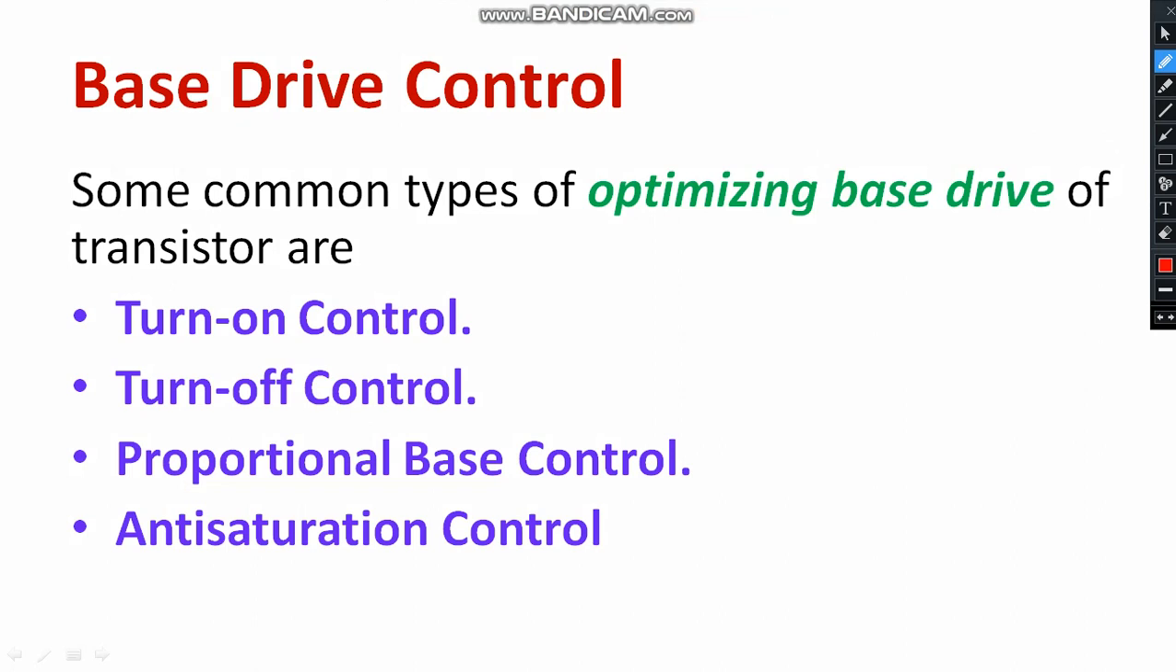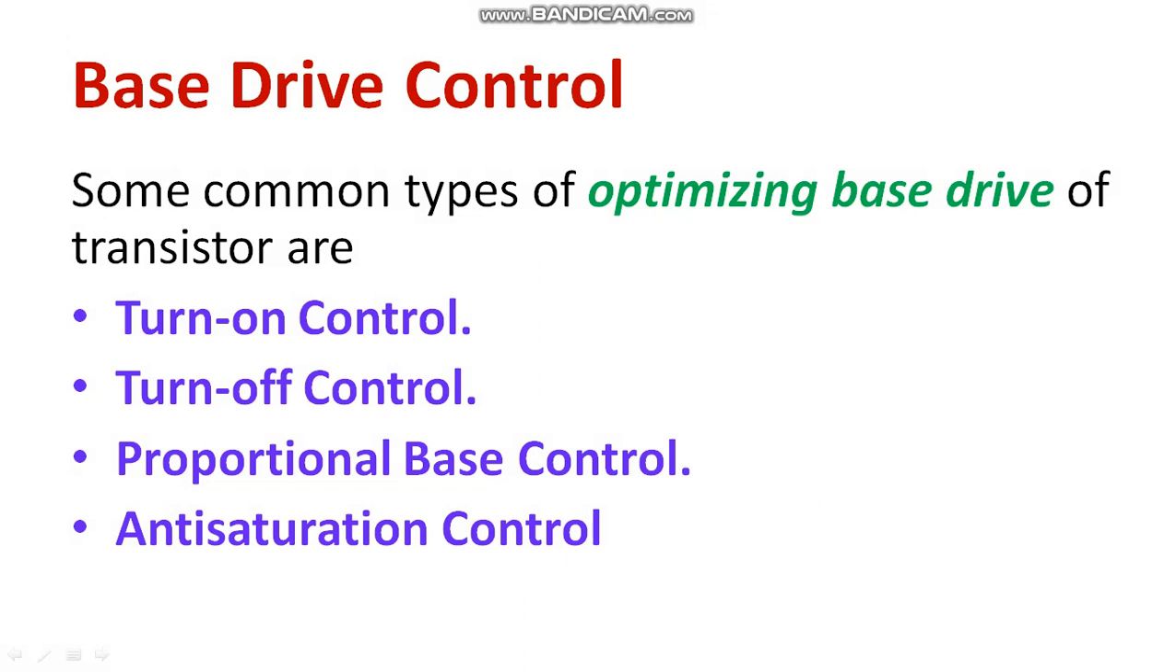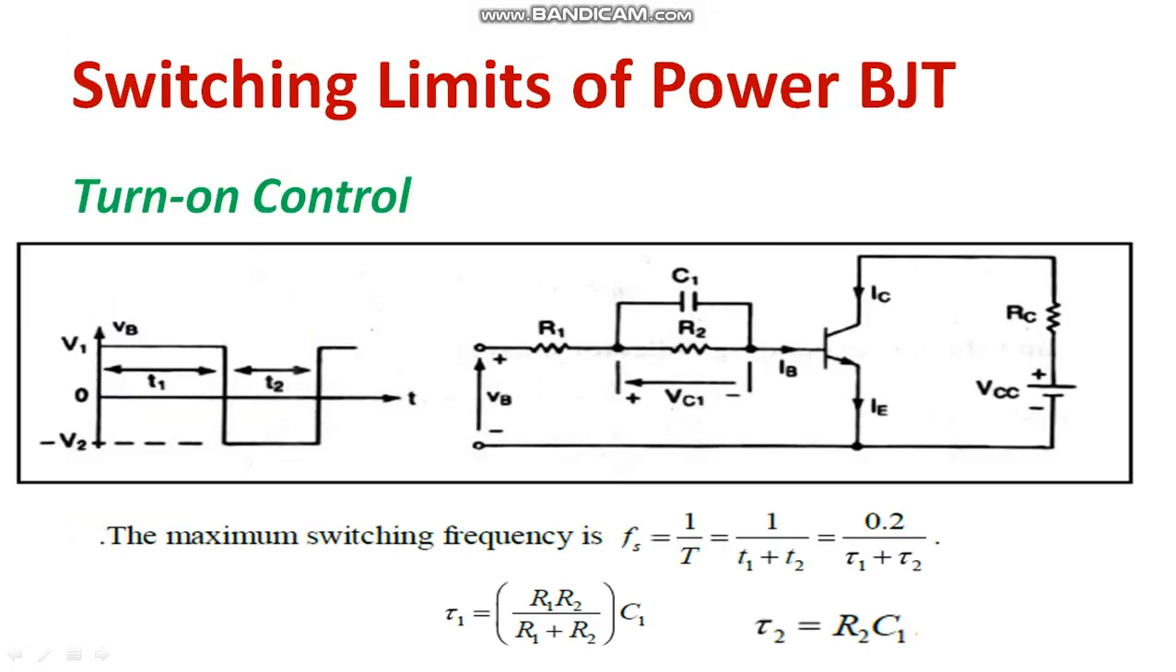As you can observe, the classification of base driver circuits is: turn on control, turn off control, proportional base drive control, and finally anti-saturation control. There are many more, but we are discussing a few in this context. Let us discuss what we mean by turn on control.